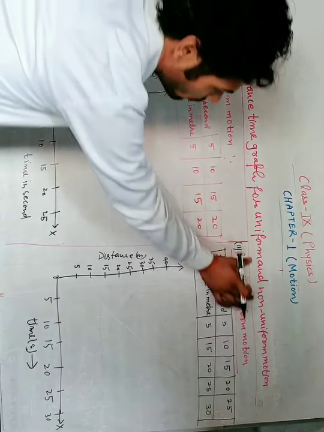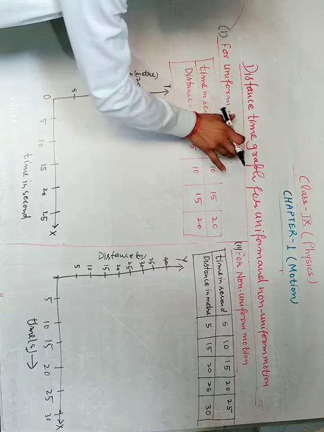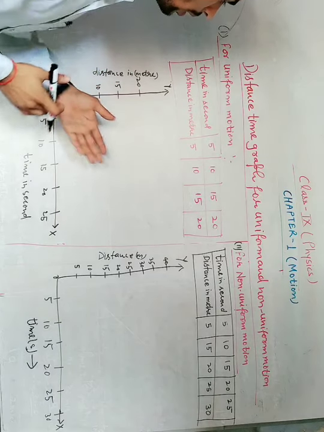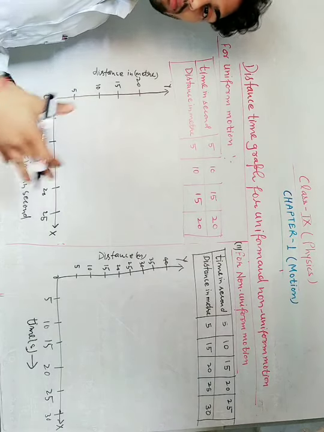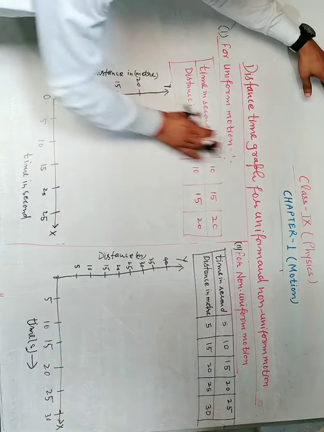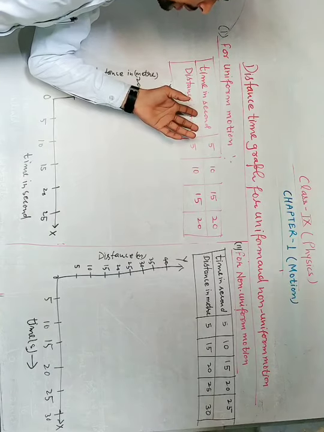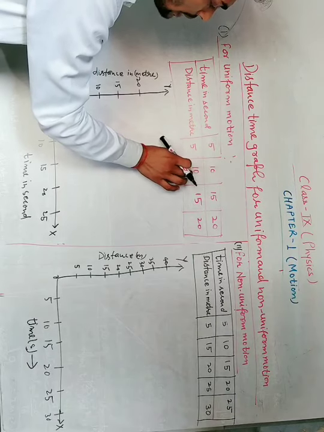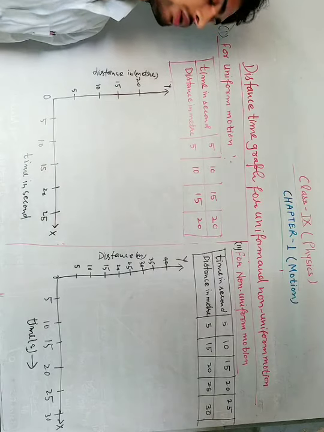Distance time graph for uniform and non-uniform motion. First, for uniform motion, how do we draw the distance time graph? All of us know what uniform motion is. If any object travels the same distance in the same interval of time, then it is called uniform motion. Here a table is given: an object starts moving and travels 5 meters in 5 seconds, 10 meters in 10 seconds, 15 meters in 15 seconds, and the next 20 meters in 20 seconds.